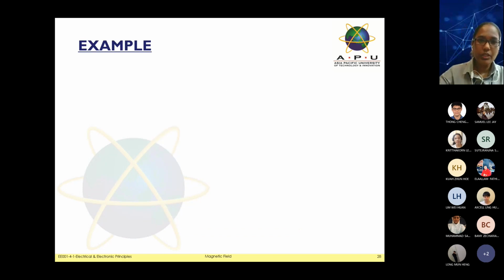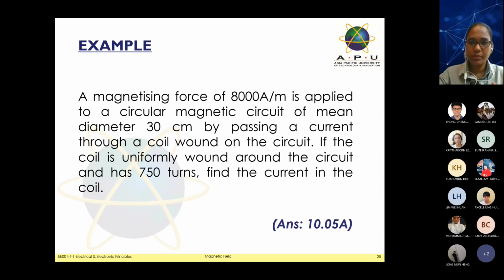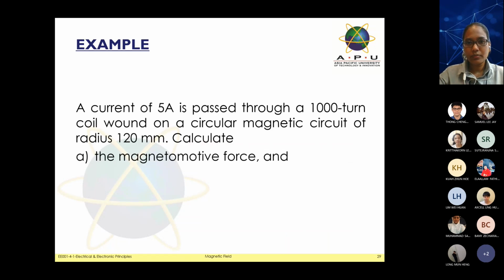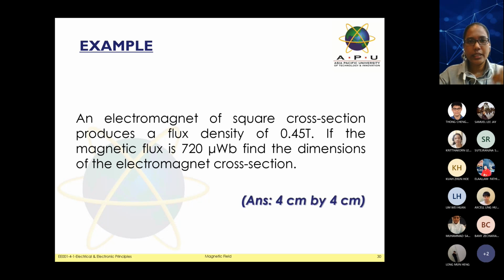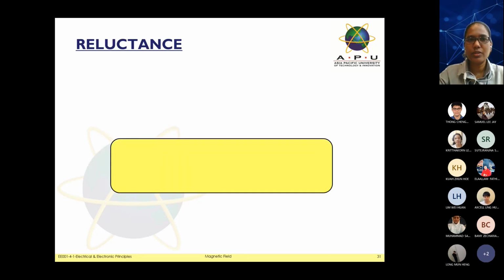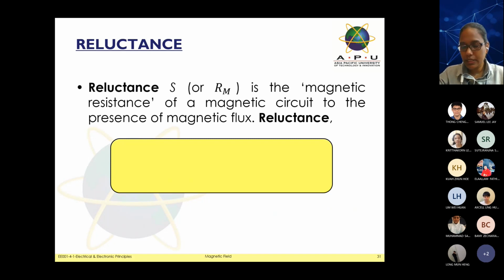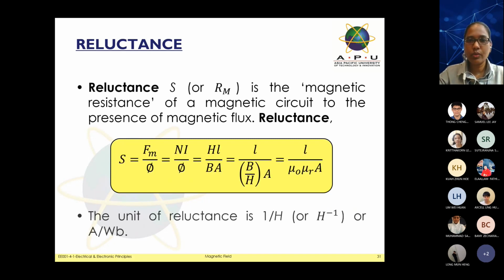Okay, so the next one, I think we did some examples in the last class, so I'm not going to touch on them here. I think I also left some with you as homework, but I can't remember right now. Okay, so let's go on with our chapter today. In our chapter, just have a look. We call it reluctance, S. Okay, it's not sensitive.